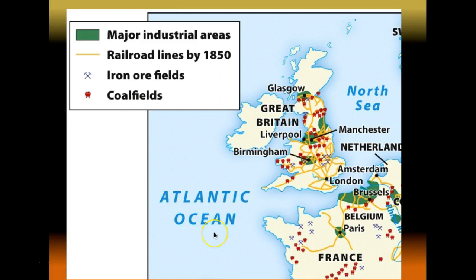This is an in-close look at the major industrial areas in Britain, and you can see them in green, and then the red dots are coal fields. They look like teeth to me. They're coal fields, and you can see that they're just kind of smothering England. And then the X's are iron ore fields, so again, lots of iron in Britain.